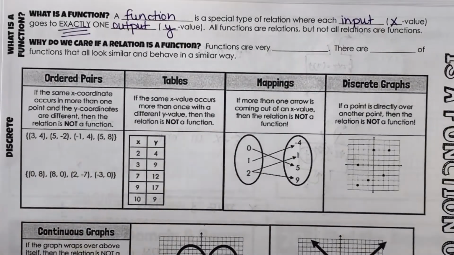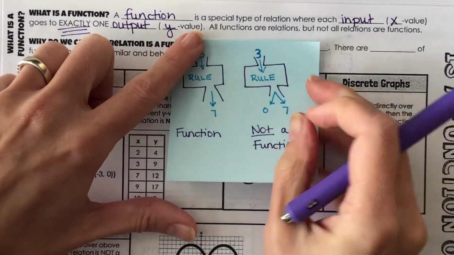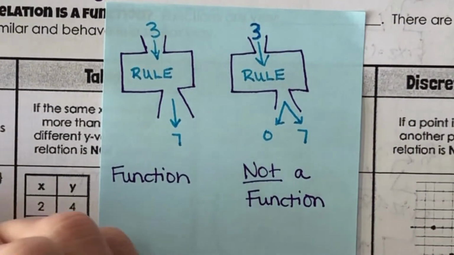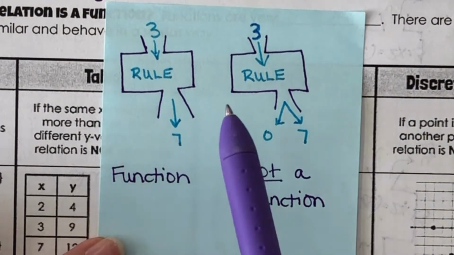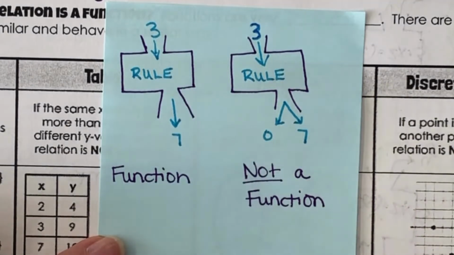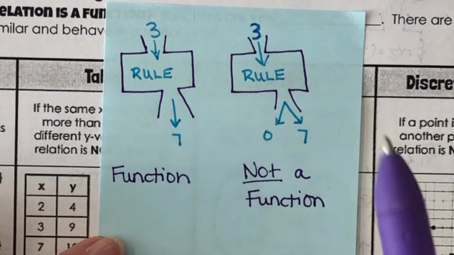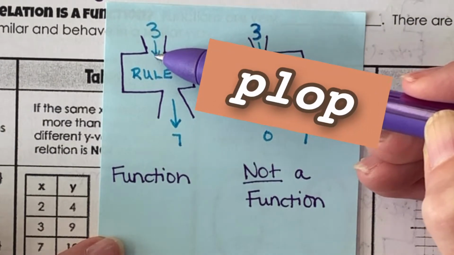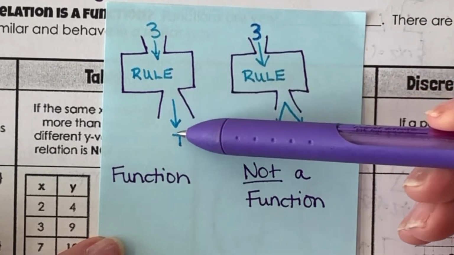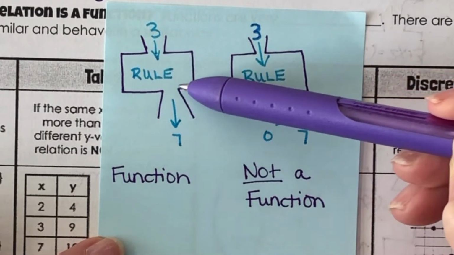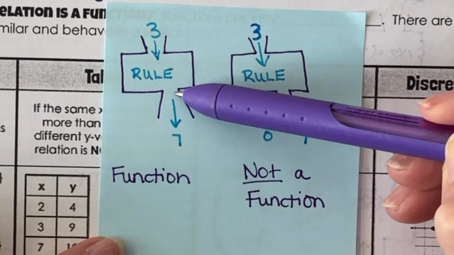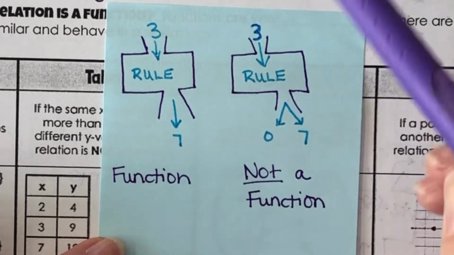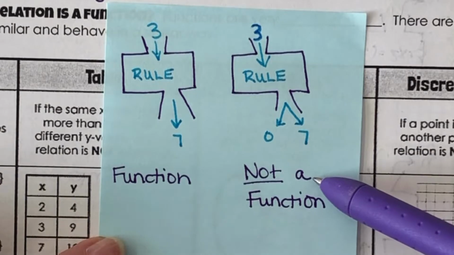And then here is something to remember. What does it mean when each input goes to exactly one output? Well, if we go back to our wonderful little function rules way back in elementary school, that means that when I plop in an input, I'm only going to get one output as a result. So whatever rule this is, I can only get one answer as a result of an input. So this would be an example of a function. Here would be an example of something that's not a function.